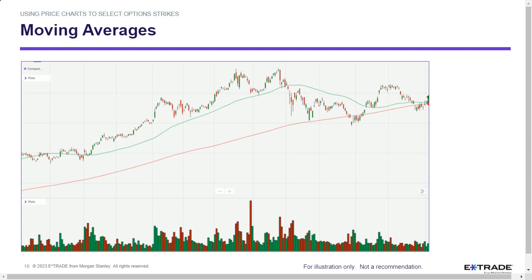And since this is a calculated indicator, it's going to be the same for everybody. A moving average is a trend following indicator. That's the first thing to keep in mind. It's a trend following indicator, which means I have to have an uptrend or a downtrend. If I don't have an uptrend or a downtrend, then I can't really use a moving average.